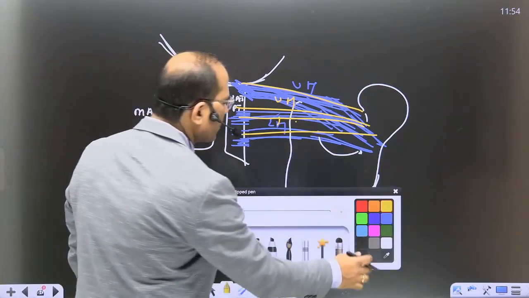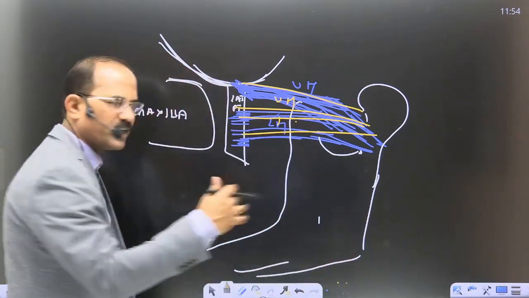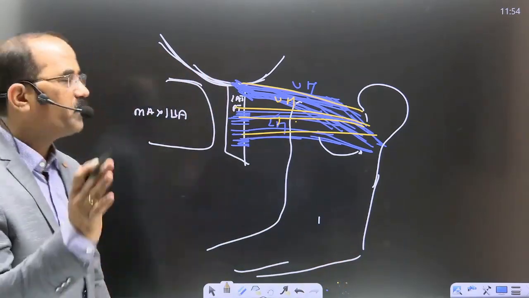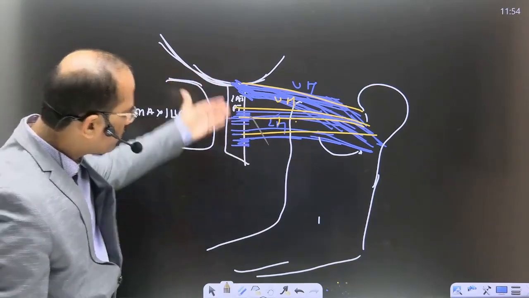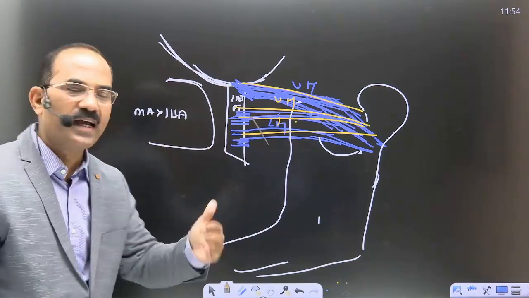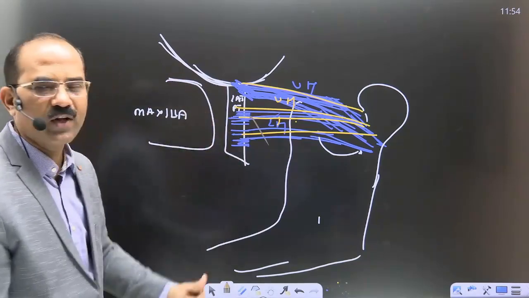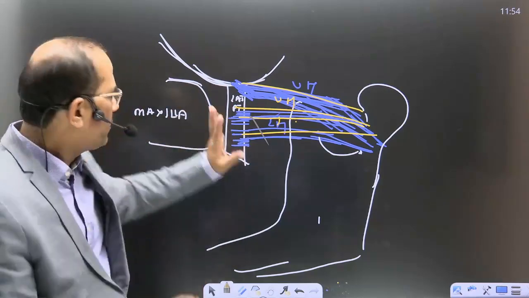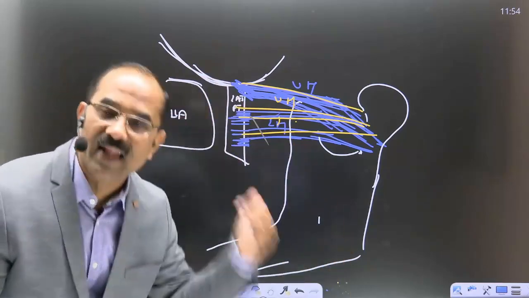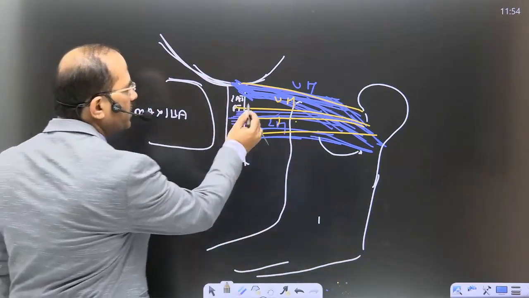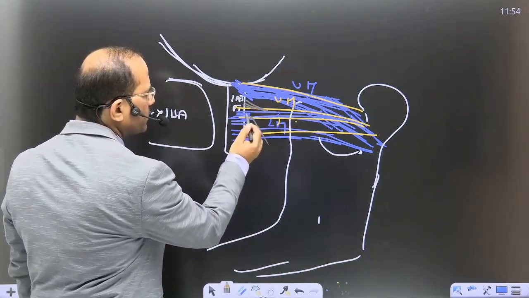So medial pterygoid has two heads. One head begins from, what is this plate? Lateral pterygoid plate. What is the surface of the lateral pterygoid plate that you're looking at? This is the lateral surface of lateral pterygoid plate. The lateral pterygoid plate will have a surface inside. That's the medial surface of the lateral pterygoid plate. And this medial surface gives origin to a muscle.